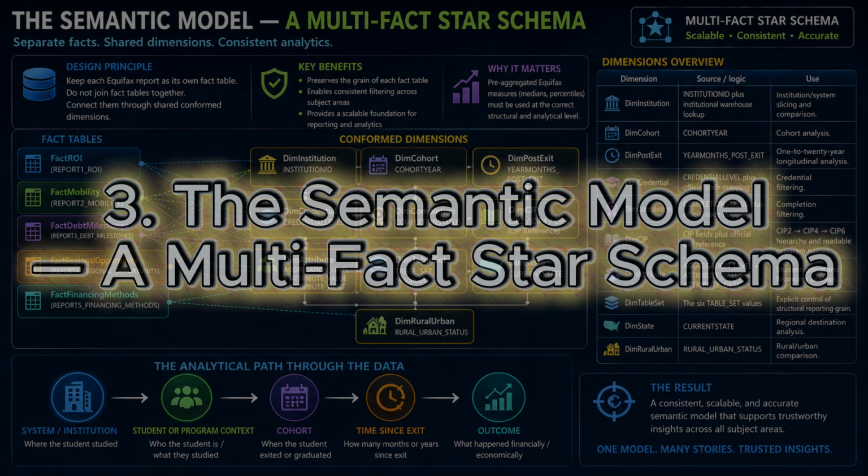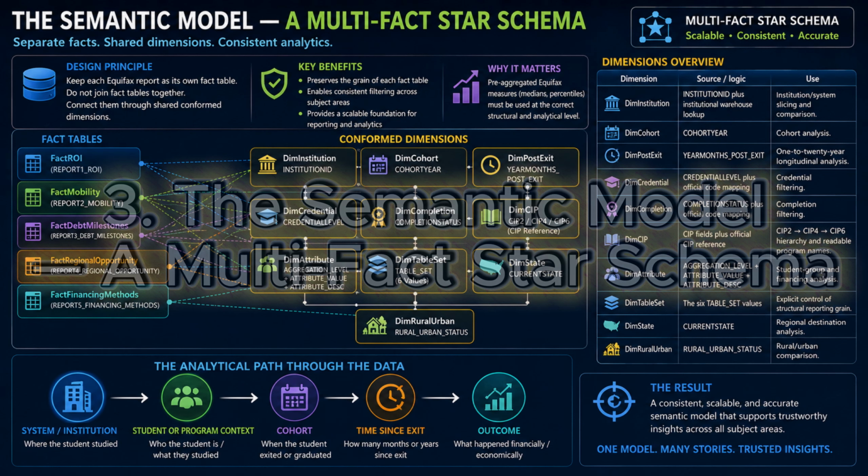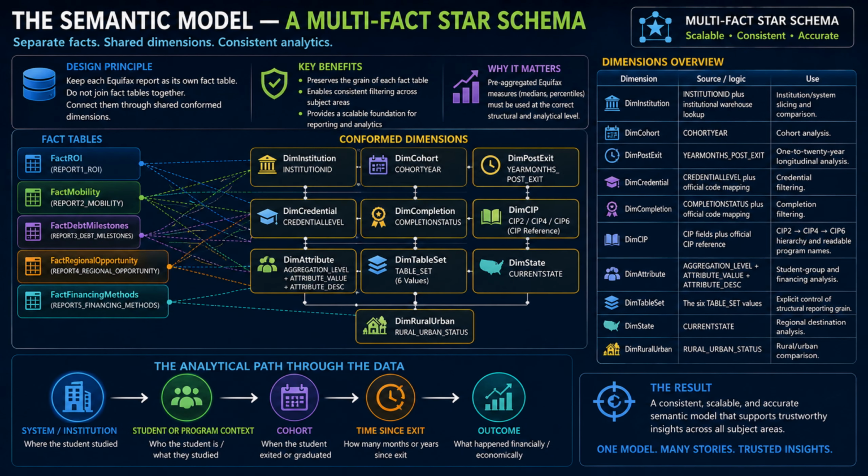The semantic model, a multi-fact star schema. Now that we understand the 6 database objects, the next step is designing the semantic model. The recommended approach is a multi-fact star schema. Keep fact ROI, fact mobility, fact debt milestones, fact regional opportunity, and fact financing methods as separate fact tables, each preserving its own business meaning and level of detail.